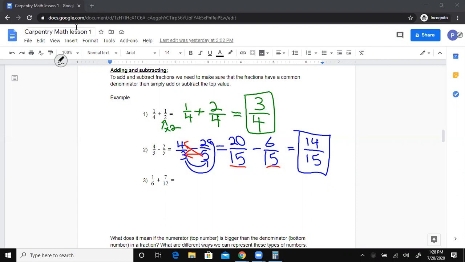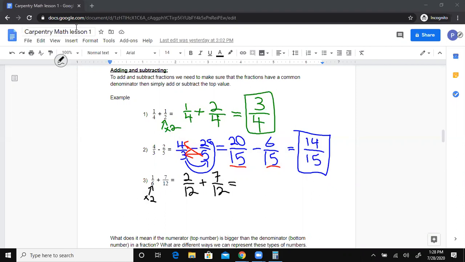But in this case, I can't help but notice that 6 is exactly half of 12. So if I multiply this by 2, I'm going to get the common denominator of 12, and I don't have to touch my second fraction, which is great. It makes my life a few steps easier. So 1/6 times 2 over 2 is 2 over 12, and we add 7 over 12. That's exactly how it was. Recognize that 2 over 12 is exactly the same as 1/6, so we have not changed the value of this problem.